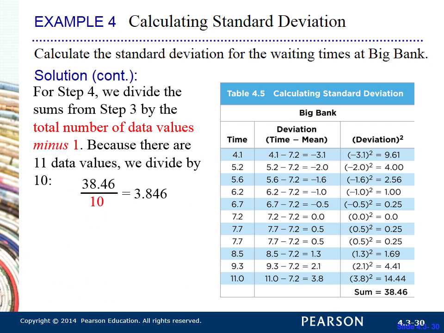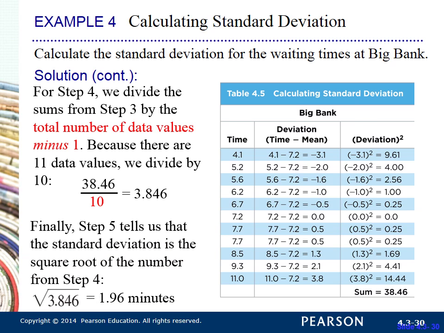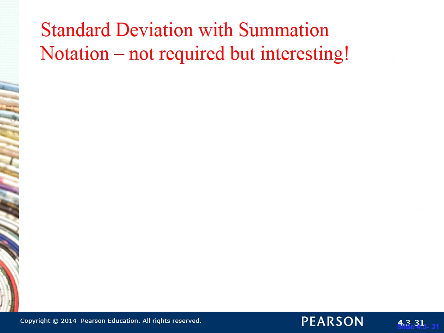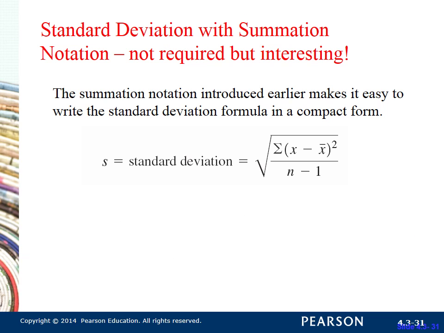Then we divide by the total number of data values minus 1. We had 11, so we divide by 10, and we get 3.846. Then I square root that to get 1.96 minutes. Here's the formula. It's a great little formula, if you like formulas, but we have this delightful graphing calculator, so I just like you to see the formula to see what we're doing.